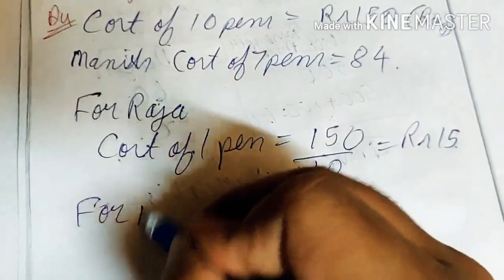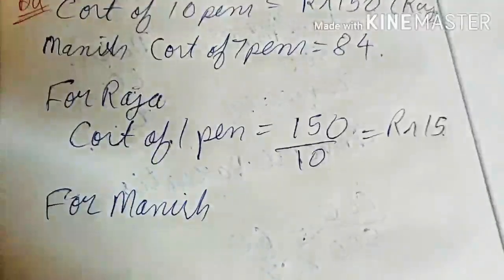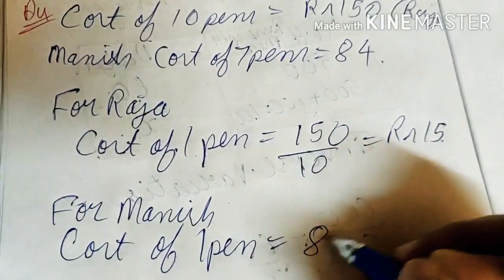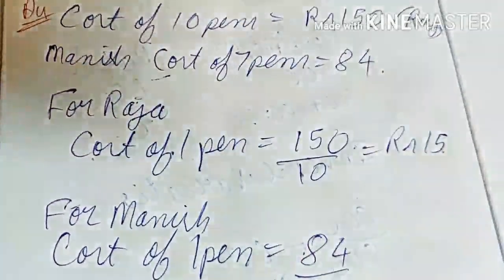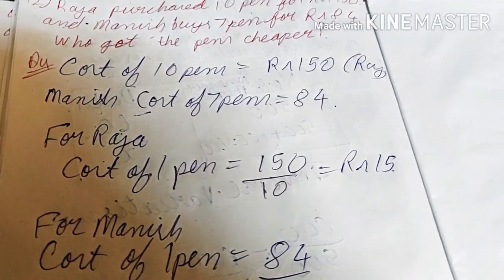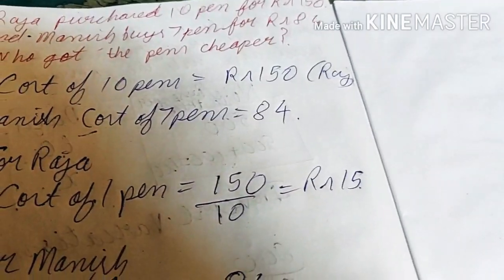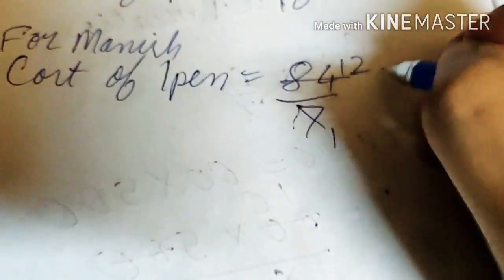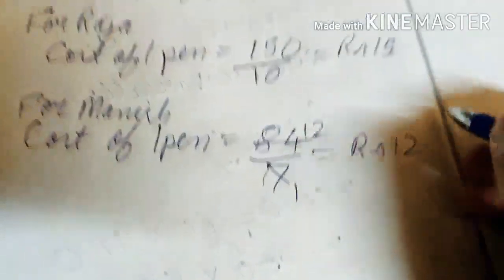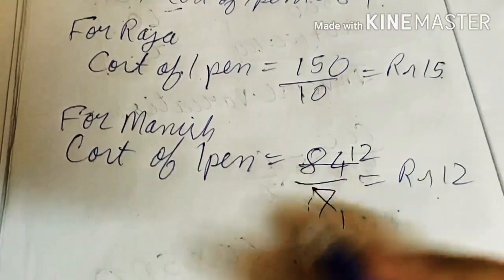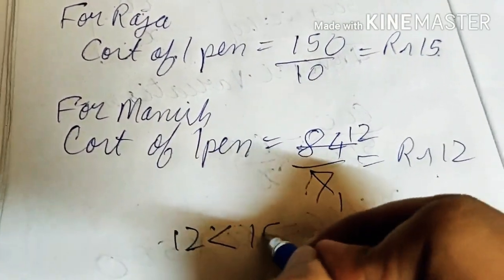For Manish, cost of 1 pen equals 84 upon 7. As cost of 7 pens was rupees 84, like cost of 10 toffees were rupees 150, the 1 toffee would have been 150 upon 10, that is 15 rupees. In the same way here also, 84 upon 7, 7 twelves are 84, it is 12. So it is rupees 12. So if we can see the cost of pen that Manish bought, cost of 1 pen was rupees 12, as 12 is less than 15.